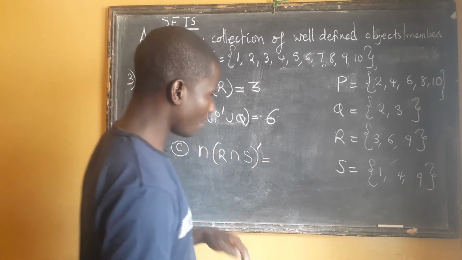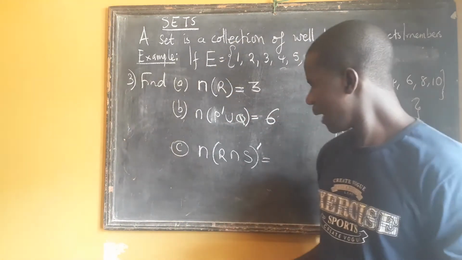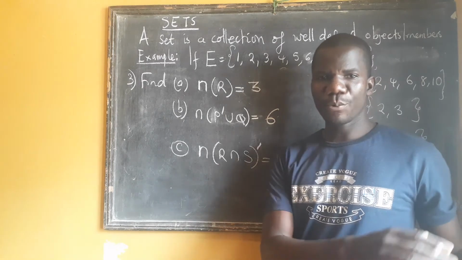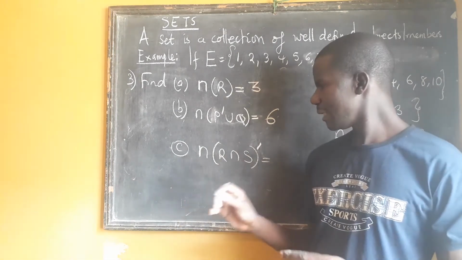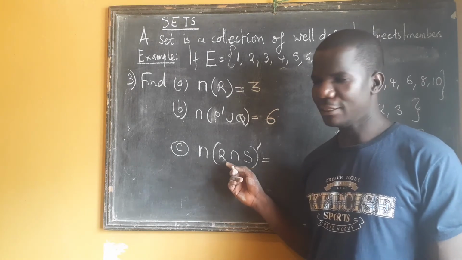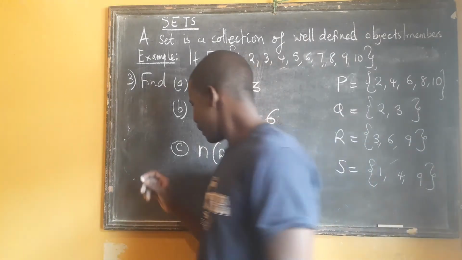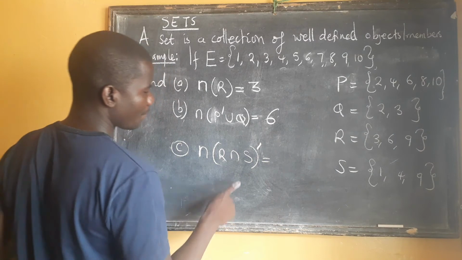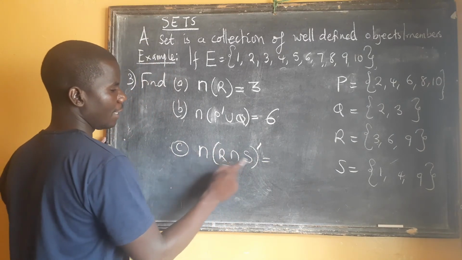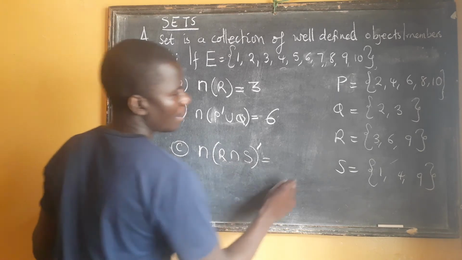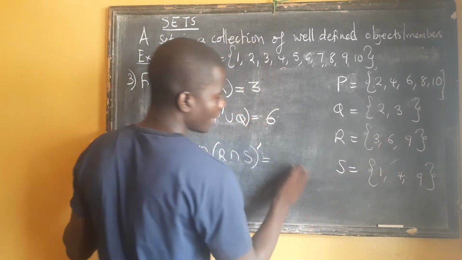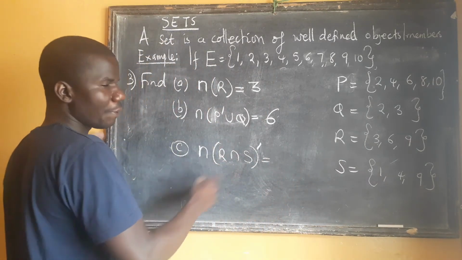So the first thing that we are supposed to do here is to find the intersection of R and S. Then we get rid of that, because complement means the elements that are not in this set. That's what complement is talking about. So what elements are there in both sets R and S? It's only 9. That is what is there. So only 9 should not be part of our answer.